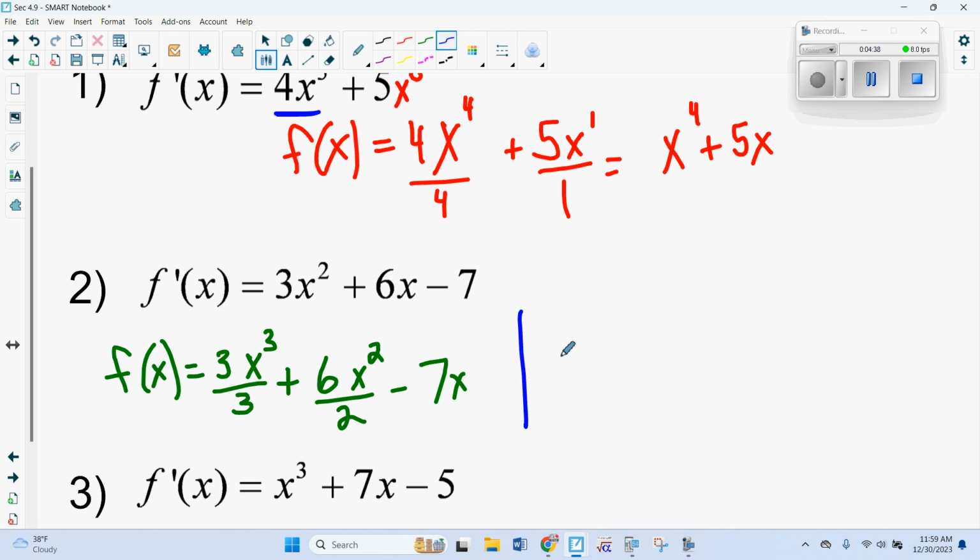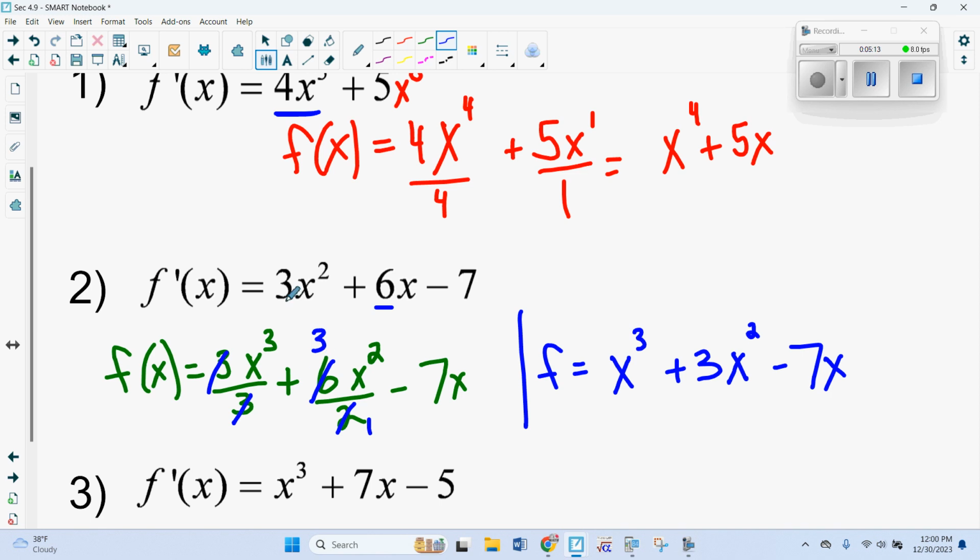The other way to think about it, we'll do it the same for a couple here, is I have 3x squared, and that just becomes x cubed, because when I take the derivative, I bring down the 3. Plus, this is x, so this is going to be x squared, and I know when I take the derivative, I'm going to bring down a 2, and I have to end up with 6, so that tells me I need a 3 in front, so when I bring down the 2, I have a 6, and then 7x.